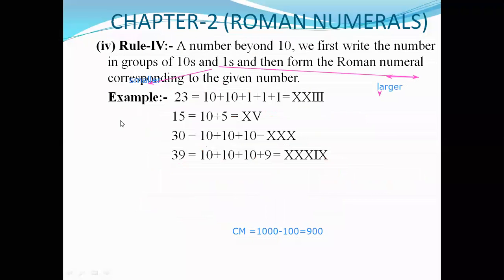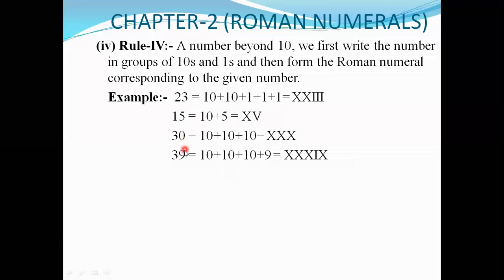Now, rule 4. What is rule 4? A number beyond ten: 23 is beyond 10, 15 is also a number beyond 10, and 30 and 39 are also numbers beyond 10. Then we first write the number in groups of tens. Firstly, we write the numbers as groups of 10 plus the 1s. 10 is represented by X, plus the 1s. In this way, 30 is this, and 39 is this. This is rule 4.